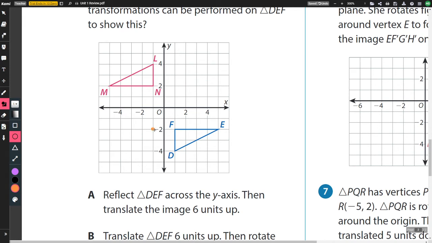1, 2, 3, 4, 5. 1, 2, 3, 1, 2, 3, 4, 5. Okay. Connect my points so I see the shape better. And then move 6 up. Well, if I were to move just this image, it wouldn't be the same because as you see, it's a reflection of this over the x-axis. So A cannot be my answer. Okay, I'm going to erase this triangle.